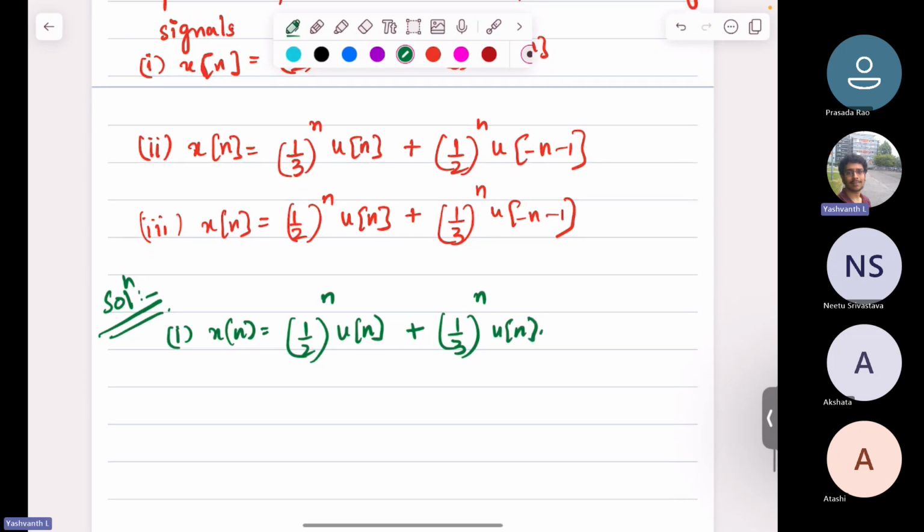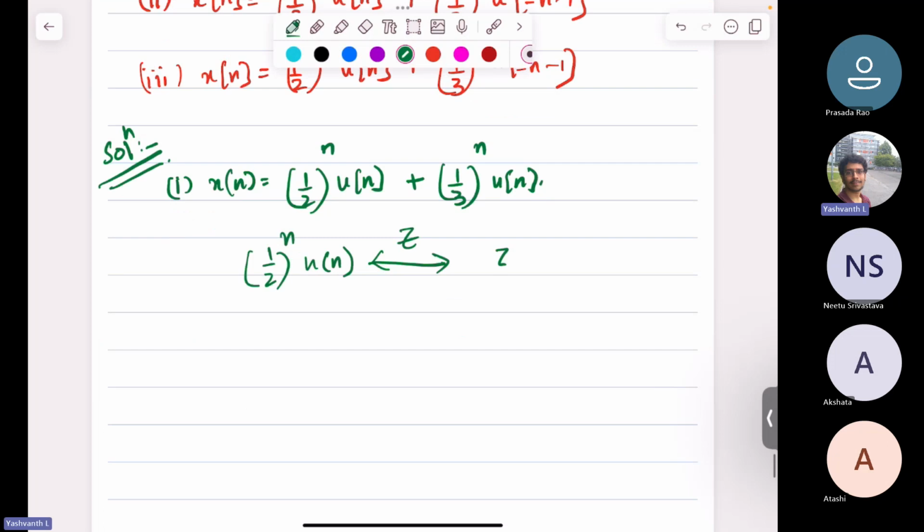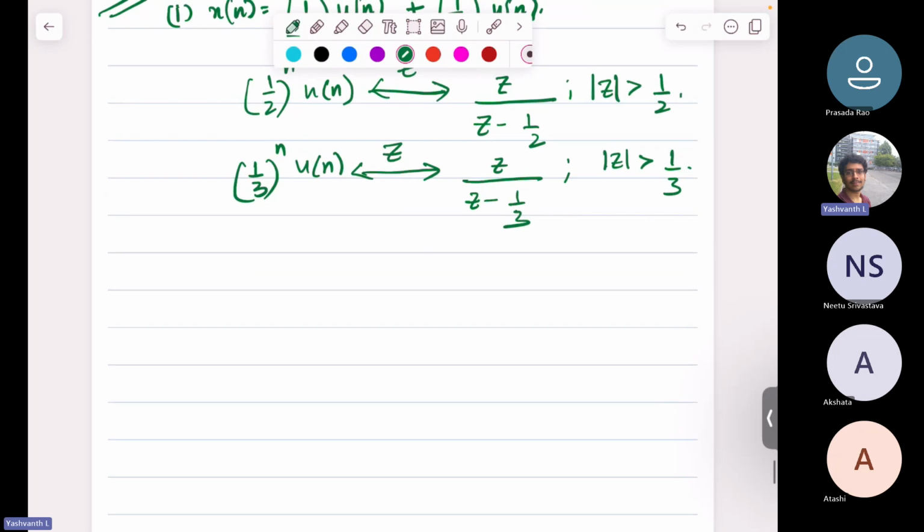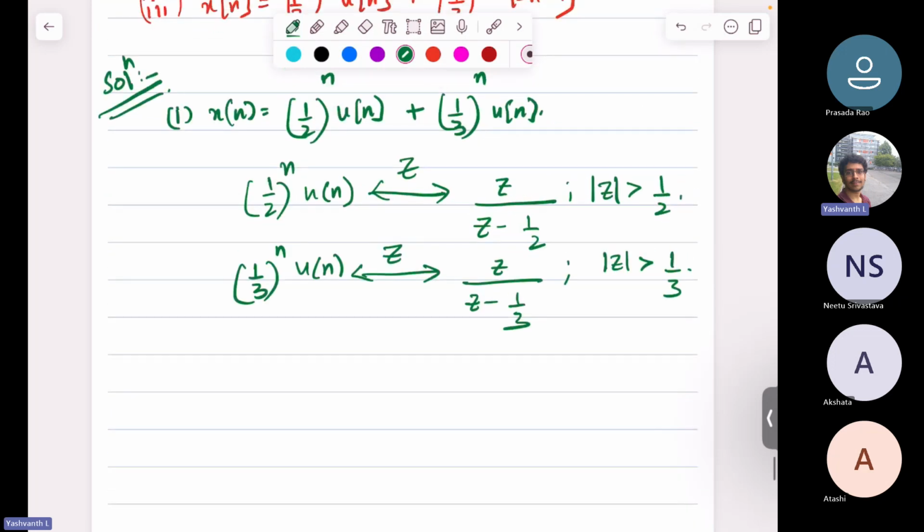Okay, so now let's do one by one. So 1 by 2 power n into u of n. What is the z transform? Z by z minus half. What is the ROC? Mod z greater than half. Similarly, 1 by 3 power n has a z transform z by z minus 1 by 3, and the ROC is mod z greater than 1 by 3. So this is basically your z transforms.